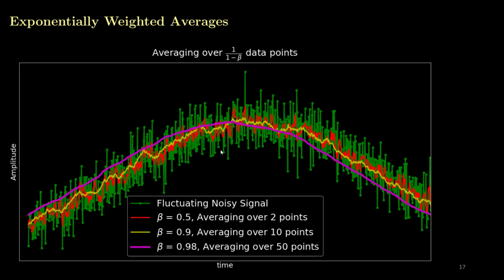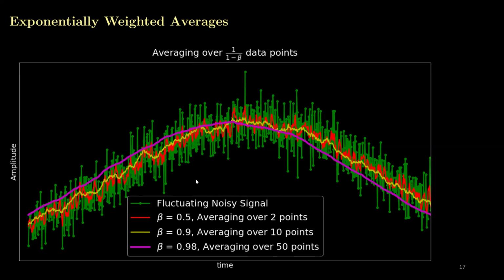If you keep on increasing the number of data points in the averaging process, you will see more smoothing. So this is the process known as the exponentially weighted average process, and beta is its important parameter which controls the moving average. The value of beta decides how many points you are going to take in order to perform the averaging or the smoothing of the signal.